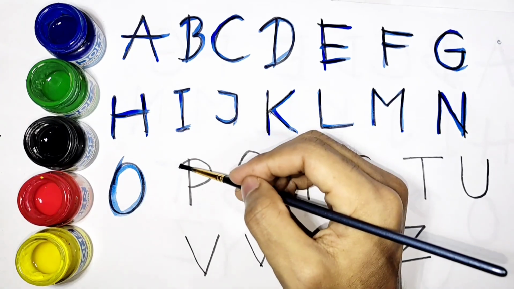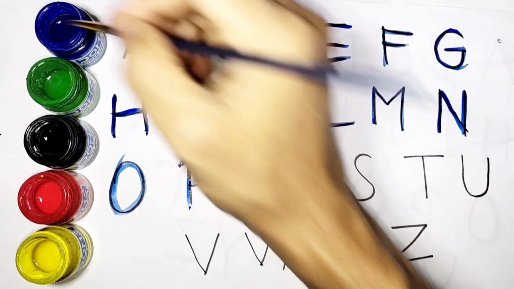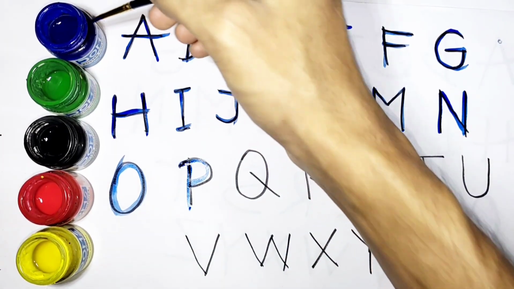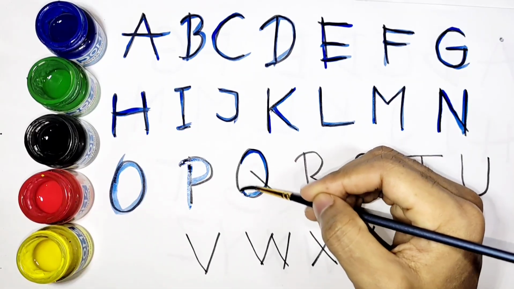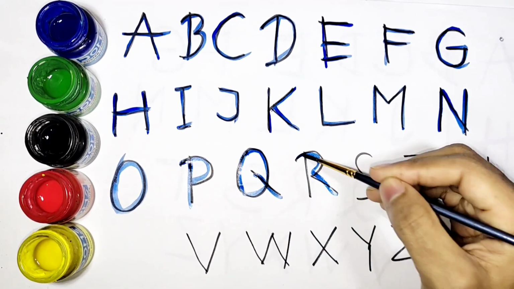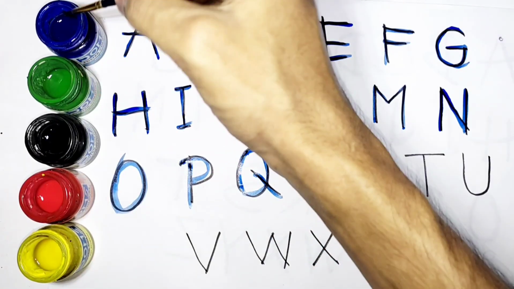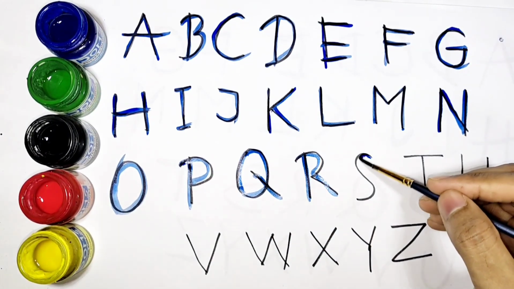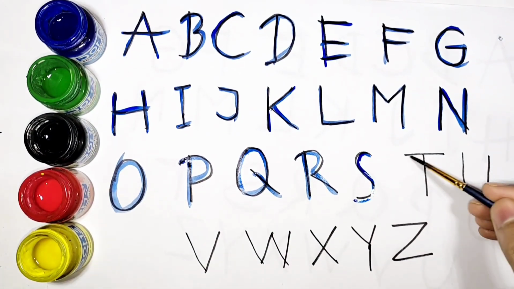O for octopus. And the next one is P. P for penguin. Kids, the next one is Q. Q for queen. And the next one is R. R for rose, R for rice. The next one is S. S for sun, S for snack.